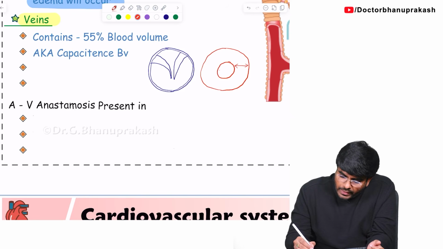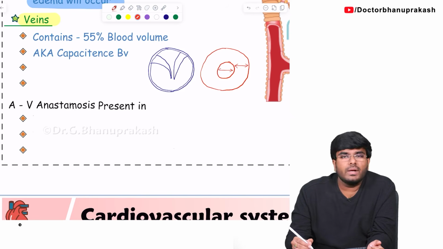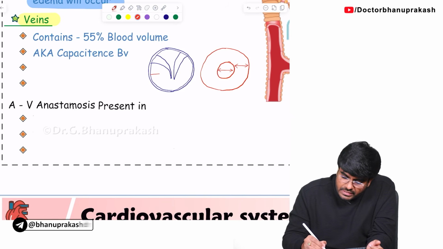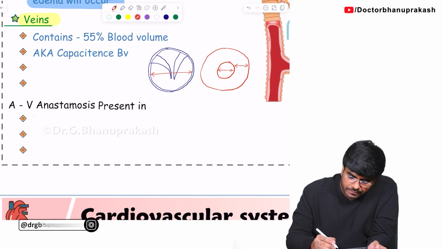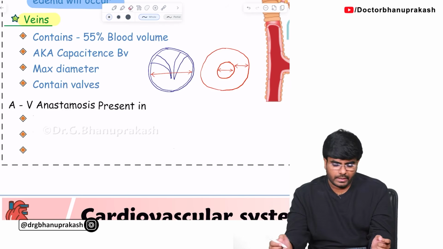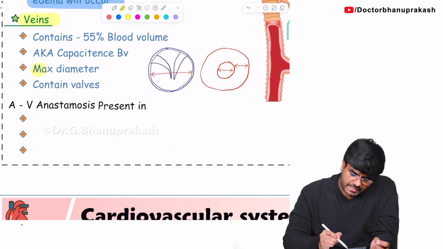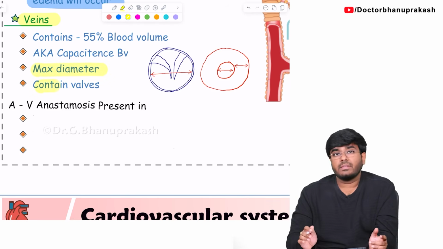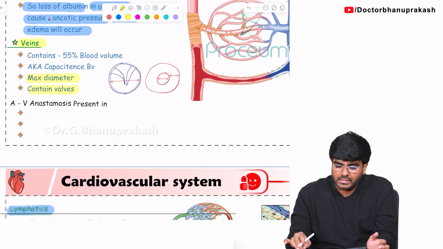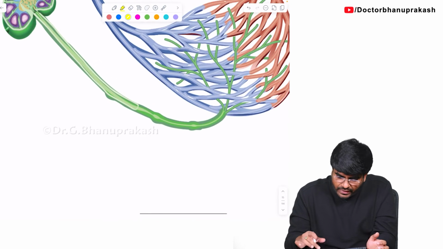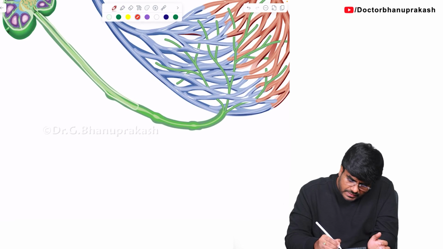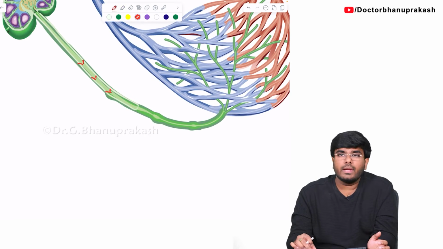What about the lumen diameter? In arteries, the lumen diameter is very small. But veins have a large diameter, and inside they have valves to prevent the backflow of blood. So veins have the maximum diameter and they contain valves. These are the valvular blood vessels. Even lymphatics, if you look at a lymphatic, contain valves inside. Okay, done.